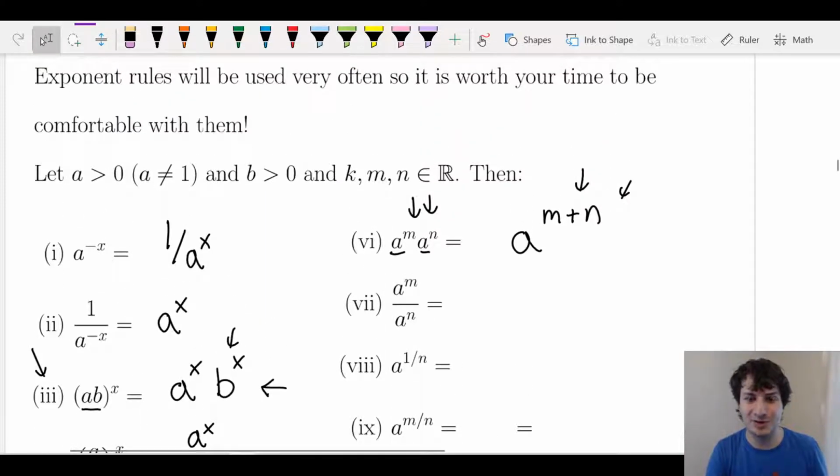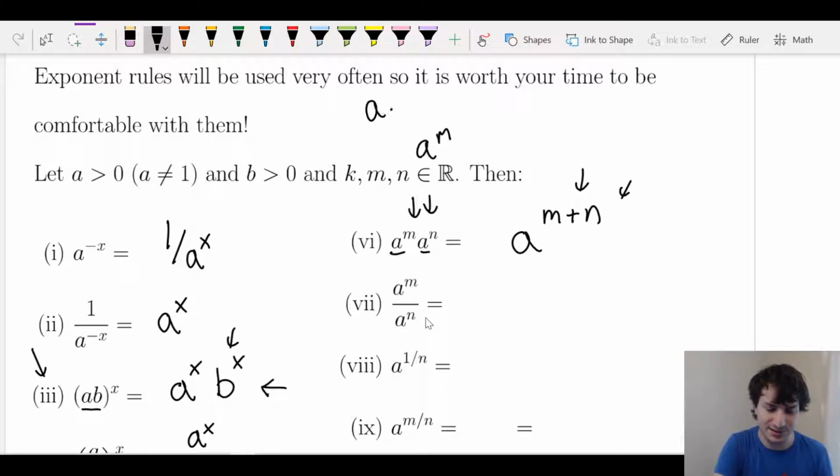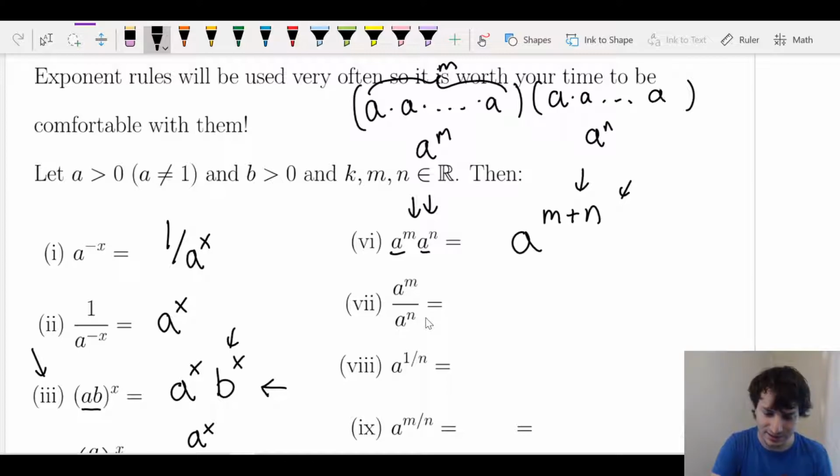So the way I remember them, if I'm ever confused and I want to be 100% sure, did I get it right? I think of a to the power m as a multiplied out m times. So a to the power m is a times a times a, m times. So we have m a's over here. And then a to the power n is a, n times. So it's a times a, n times. So we have m copies of a in the first bracket. We have n copies of a in the second bracket. So what happens when you multiply them all together?